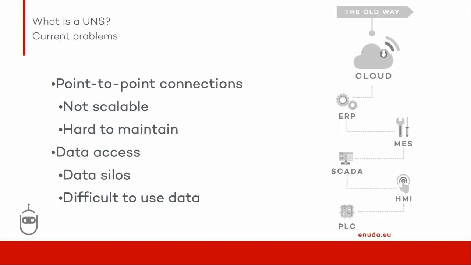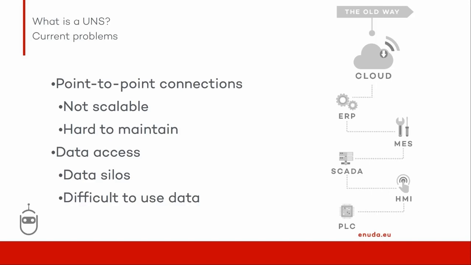So now we've been through a bit of these tools, what they're doing, and how we can build this UNS. Let's circle back to our current problems. We have these point-to-point connections. They were not scalable in the automation stack. They're hard to maintain, we have difficulty getting signals back and forth, and it takes a lot of hours to do that. With data access, we do not have access to data, and data is ending up in data silos within each of the layers.